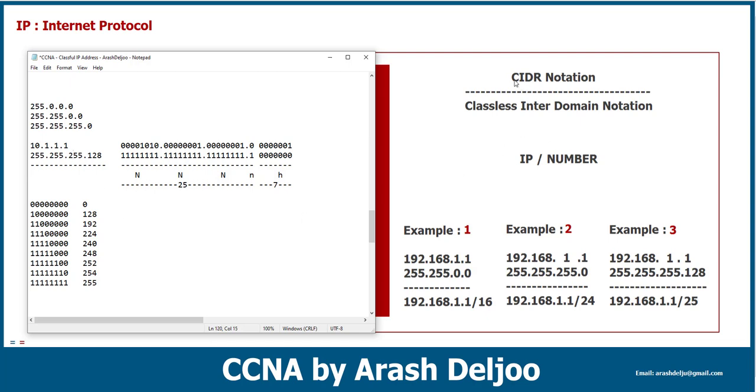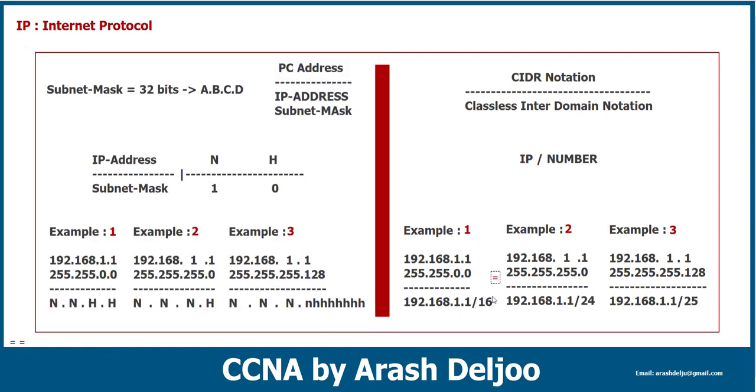This notation's name is CIDR notation. Look here, CIDR notation, or classless inter-domain routing notation. Don't worry about the abbreviation. In CIDR notation, we can use the IP address / then the number of network bits. Let me give you one example. For example, here, as you can see, we have 192.168.11 with the subnet mask 255.255.0.0. You know that with this subnet mask, we have 16 bits as the network bits and also 16 bits as the host bits. You can write 192.168.1.1 with 255.255.0.0, okay? And also you can write 192.168.1.1/16, which means the 16 bits of this IP address are the network bits. This is the number of the network bits, okay?